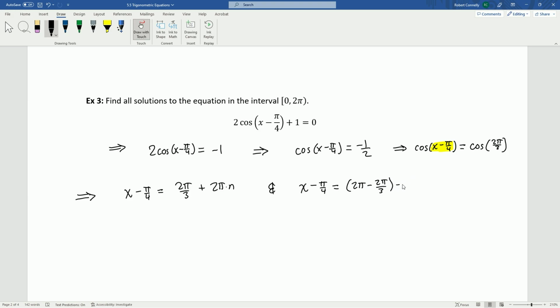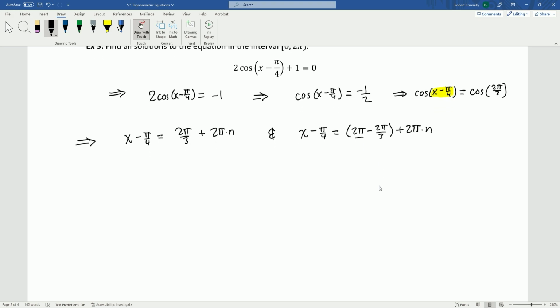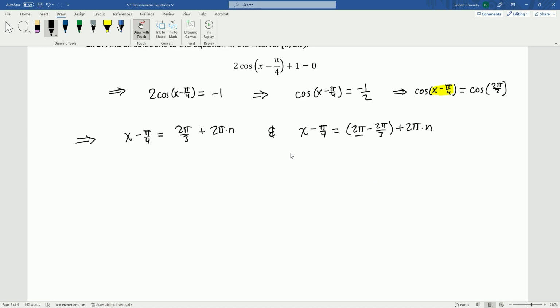Again, gotta keep track of a lot of little details here. Since we're dealing with cosine, and cosine is symmetric over the x-axis, that's why this angle needs to be 2 pi minus 2 pi thirds. Okay, so now we just need to go through a little bit of simplification here for each of these equations.